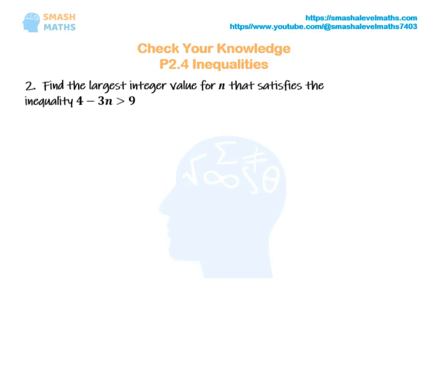Okay, so we've got a question that says find the largest integer value for n that satisfies the inequality 4 minus 3n greater than 9. Well, let's deal with solving the inequality first of all, and then worry about the largest integer a bit later on. And what I'm going to do on this one is do it both ways, because there's two ways of going about dealing with this one. So let's start off by going 4 minus 3n greater than 9.